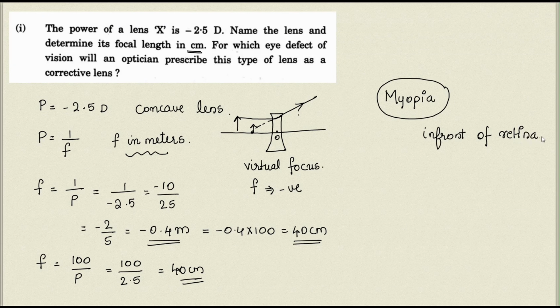So, in order to make the image fall on the retina, we have to push back the focus of the lens. We have to increase the focal length of the lens. For that, we can use a concave lens. A concave lens helps to increase the focal length and allows the image to fall on the retina. That's how we can correct myopia using a concave lens.